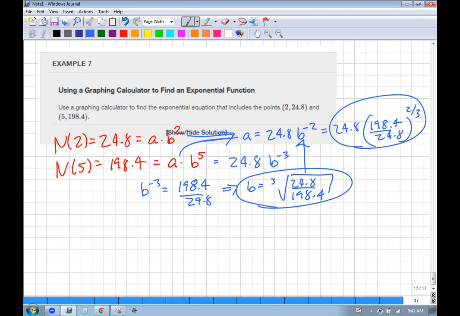I don't know how you use a graphing calculator to figure that out. We could just do the basic math, right? It's the same process we just did, but with ugly numbers. Okay.